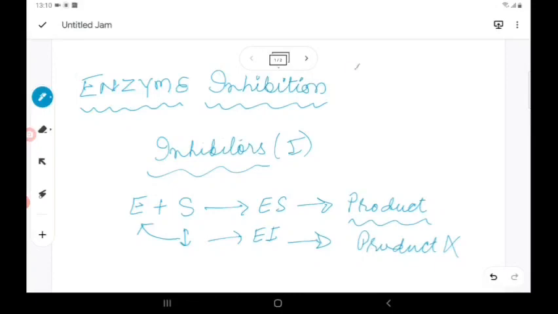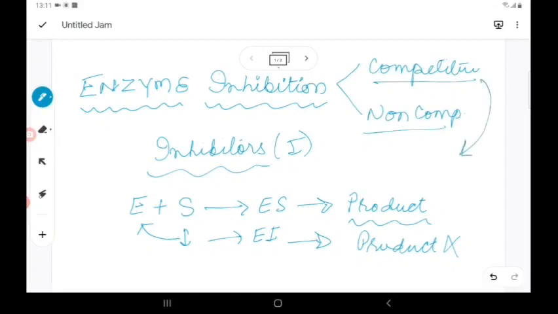It may be of two types, mainly: competitive and non-competitive. So it is very clear with these two terms. Competitive means there is a competition between the inhibitors and the substrate.